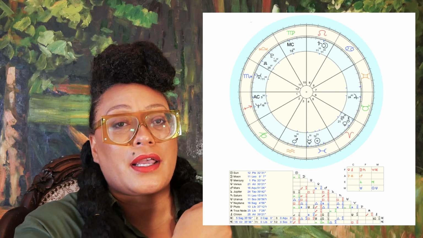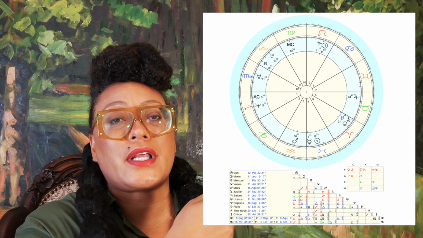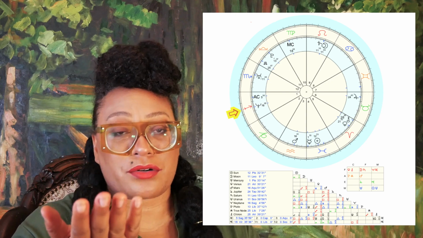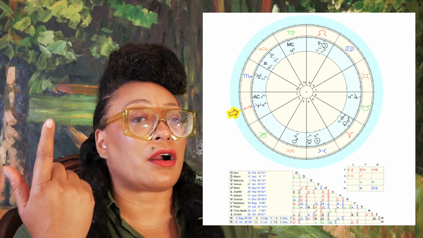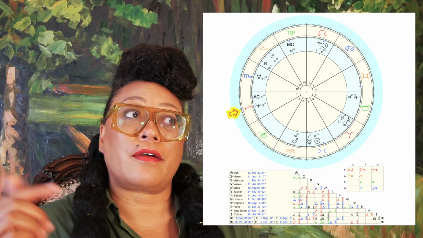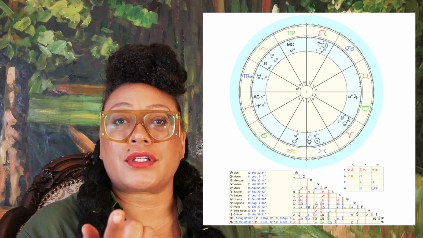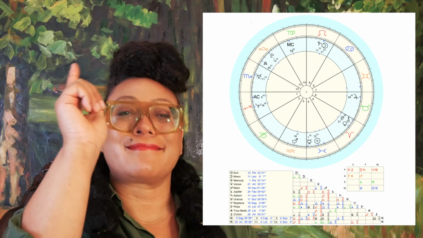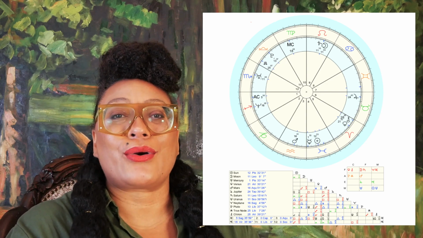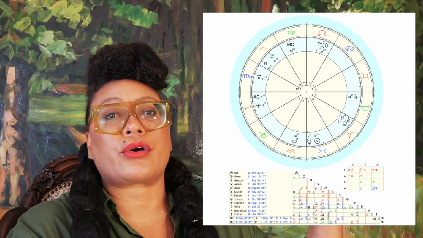Well, we look at the sign that is in the 1st house, the rising sign, Sagittarius, and then we remember our planetary rulers from the Essential Dignities video. The planetary ruler for Sagittarius is Jupiter. And so Jupiter is my chart ruler.